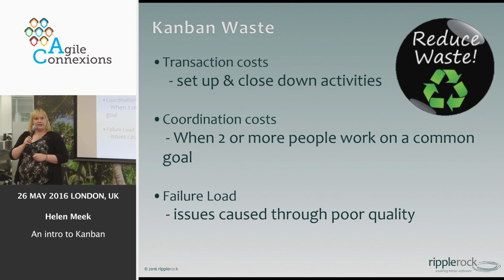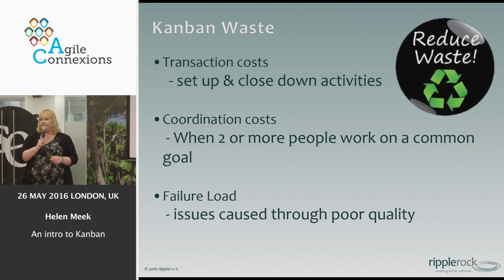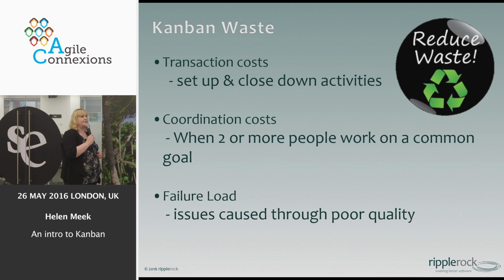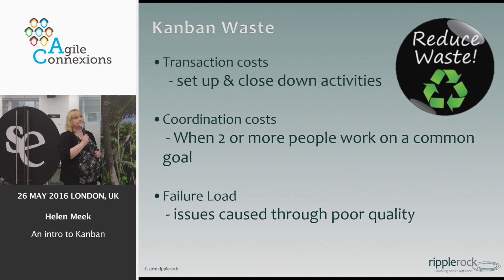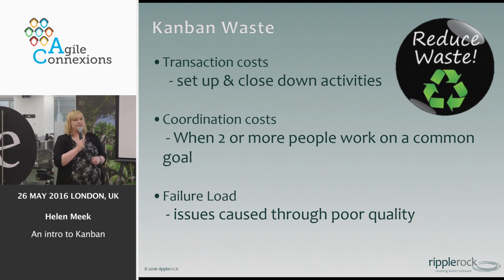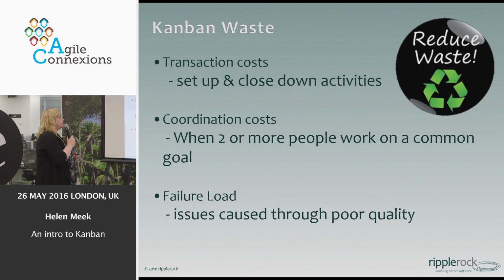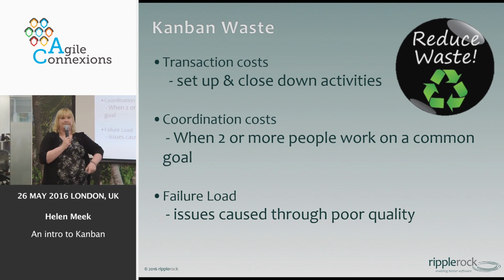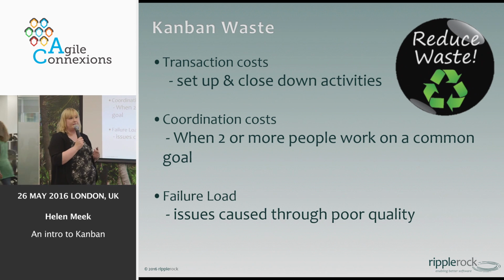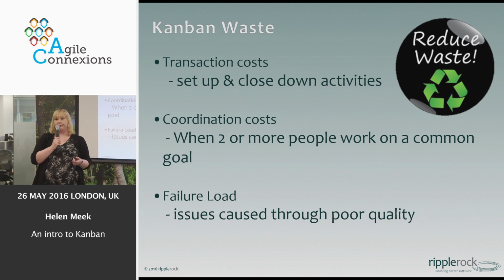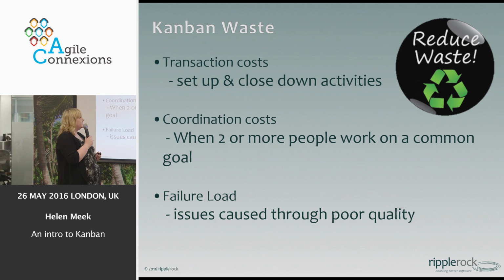Kanban waste. Hopefully in Scrum you would have heard of Mary and Tom Poppendieck and the 7 categories of waste. If not, look it up. But in Kanban, we use something called transaction cost, coordination cost, and failure load. So transaction cost is me painting my fence at the weekend, and the value is me actually physically painting. The waste in that is me going to B&Q, buying the paint, cleaning up my brushes, and putting on my overalls. Okay? So the transaction of doing my work.